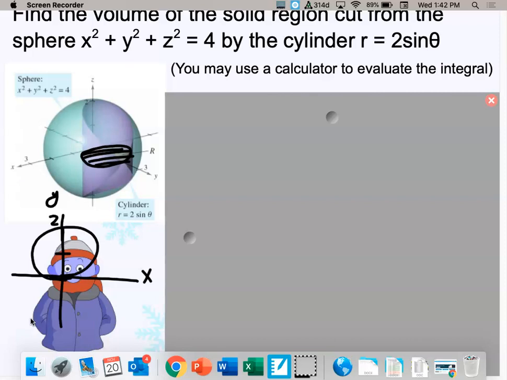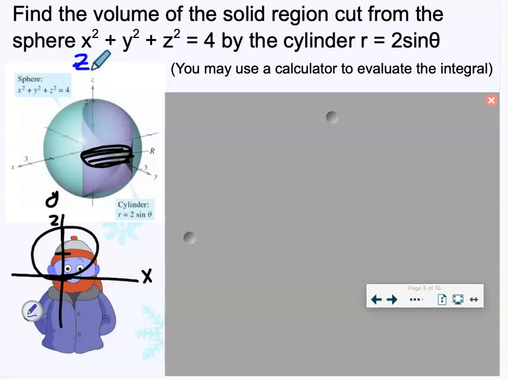Okay. Let's do the z's first, because the z's are actually the easiest. If we solve this for z, plus or minus the square root of 4 minus, what's x squared plus y squared? R squared, right? We're just going to go from 0 to the positive z. So our z's are going to go from 0 to positive root 4 minus r squared. Is that comfortable? We all good with that? Okay. All right, so that's our z's.